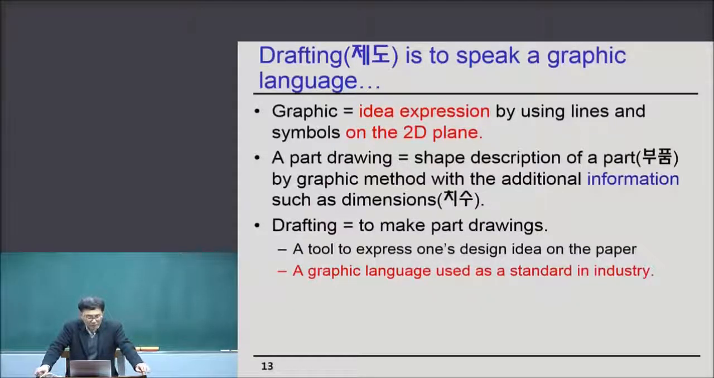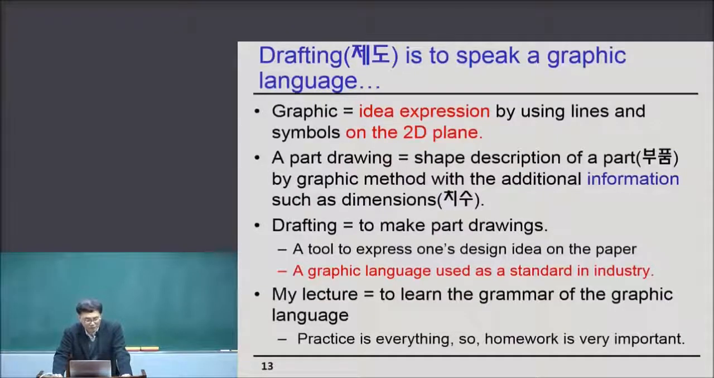So drafting is a tool to express one's design idea on paper. So this is a graphic language, which is used as a standard in industry. Okay, so this is a communication tool which is used in the industry. So if you do not understand the communication language in the industry, then how can you communicate with other people? So drafting is a very important graphic language. So my lecture is to learn the grammar of the graphic language. Okay?